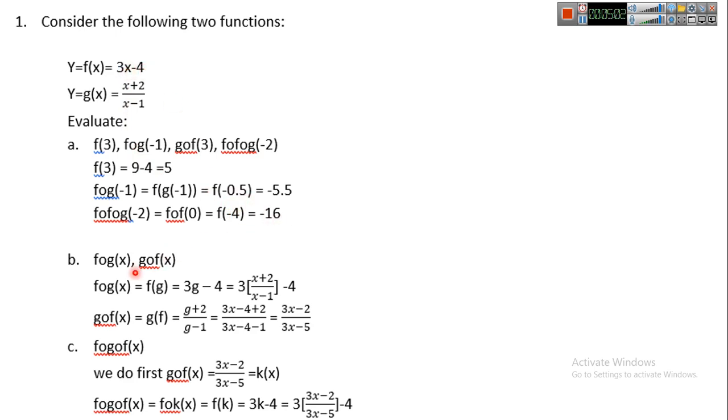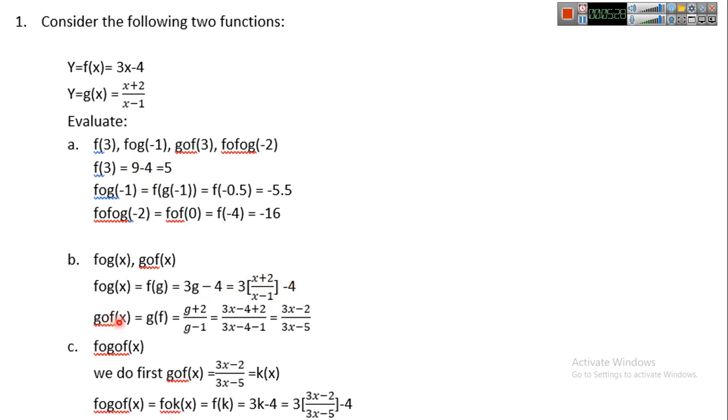Now I want to write it in terms of x. I want f of g of x. In f of g, I go to f, this is x, I replace this x by g. So it will be 3g minus 4. But g is this whole expression, so I replace it into this whole expression: 3 times g minus 4.